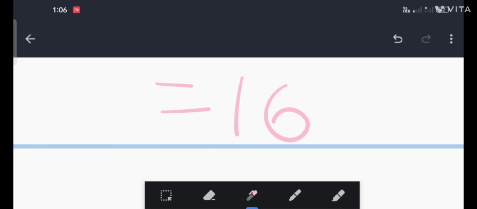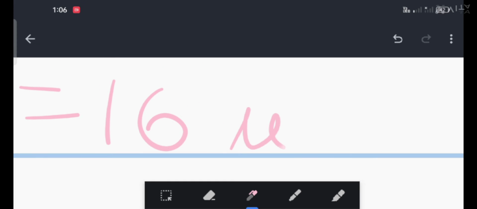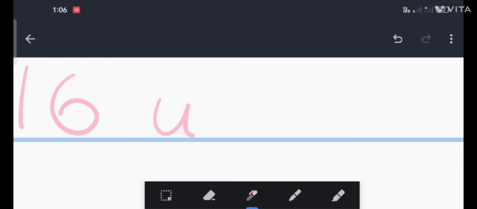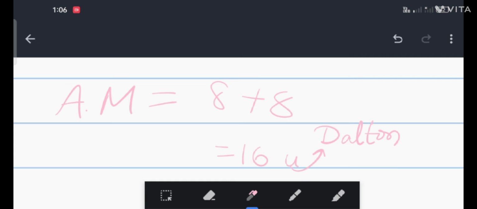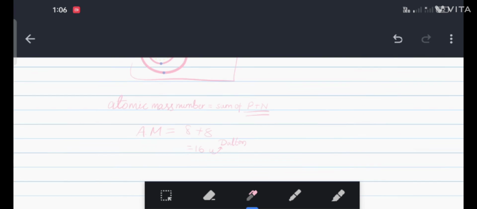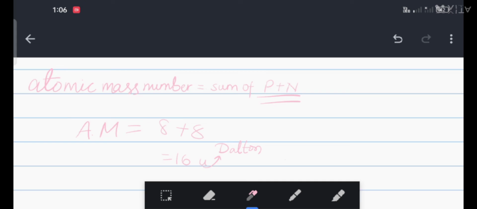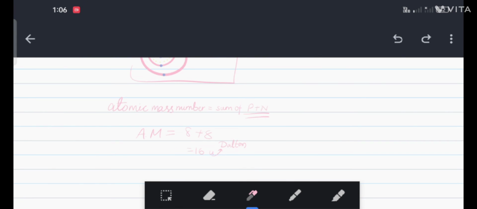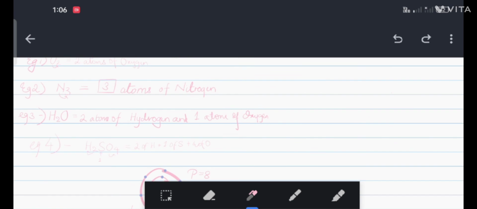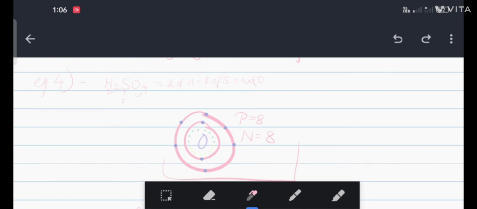And we denote the atomic mass in this unit, which is u, or the u is also called Dalton. And as far as I know, Dalton was a scientist. He was also a teacher, but I don't remember. Anyways, so this is how we calculate the atomic mass number. It's very easy, very easy. It makes it easy to find the molecular mass of a substance.